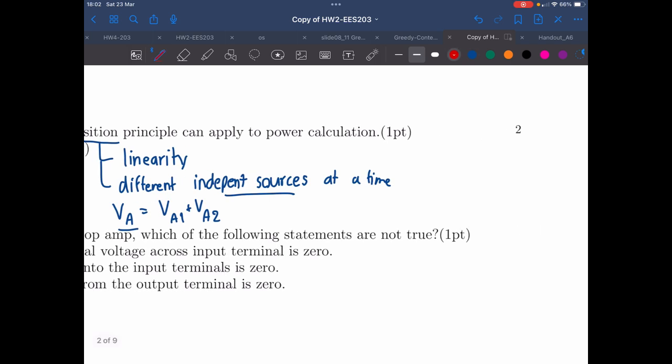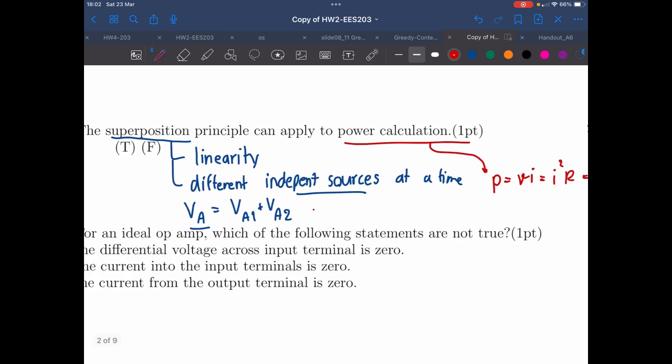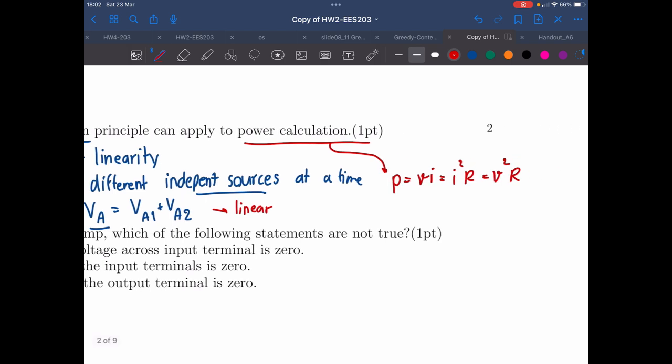Now, let's take a look at how we can calculate the power. The power is equal to VI, I squared R, and V squared over R. From the superposition, which is in the form of a linear sum, can we apply the linear sum to the power calculation, like P output equals P output 1 plus P output 2?